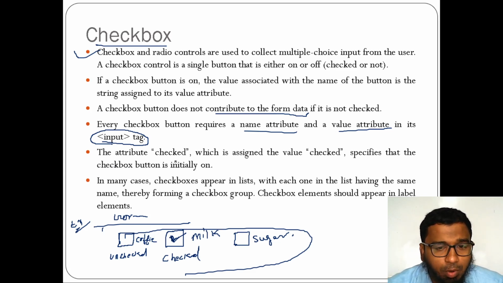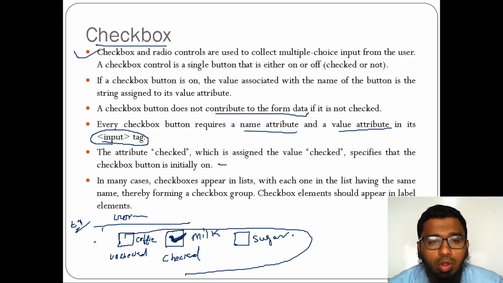The attribute checked, which is assigned the value checked, specifies that the checkbox button is initially on. For example, whenever I open the form, I want milk to be checked, every time it should be checked.